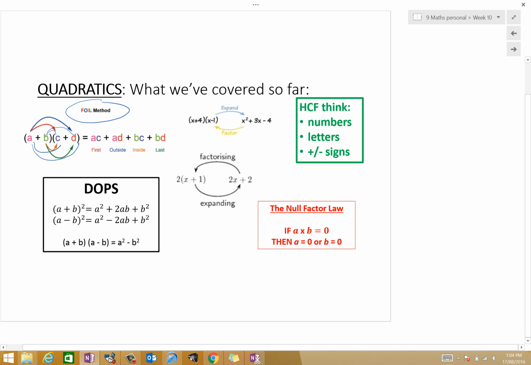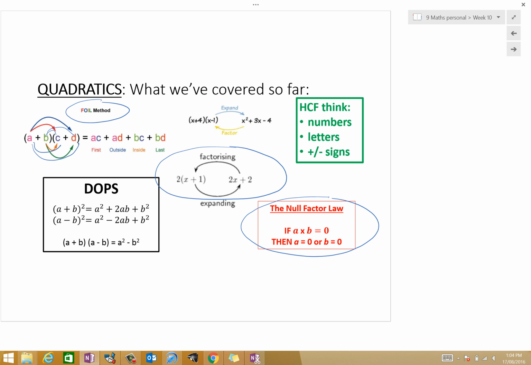We've also looked at factorising, just taking out the highest common factor. And we've also looked at the null factor law, how to solve equations, so if I have two things equated to 0, then solving those. We've also looked at DOTS, where if I have two expressions, a squared minus b squared, that factorises to a plus b, a minus b. So we have done some factorising, but what happens if we've got a trinomial?